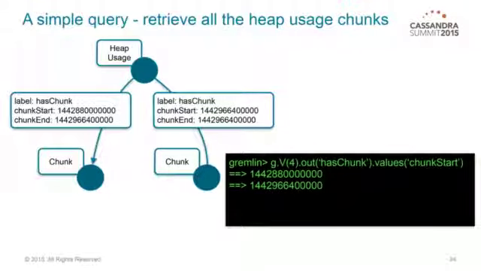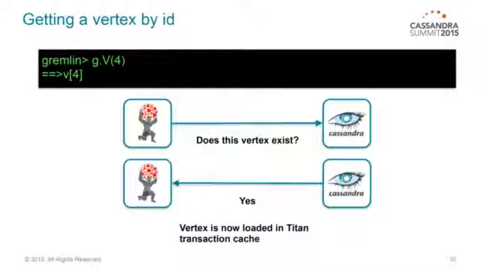I'm going to say out the has chunk edge, and I just want to get the start times for that chunk, so you can just see them there. So pretty simple query. First of all, what happens when you say get vertex by ID? And this is true whether or not Titan is running embedded, local, or remote. The difference is going to be the magnitude of that latency, that communication time between Titan and Cassandra. So first of all, Titan asks, does this vertex exist? So it looks it up in Cassandra. Cassandra says, yep, that's there. So now it has the vertex loaded into Titan's transaction cache.